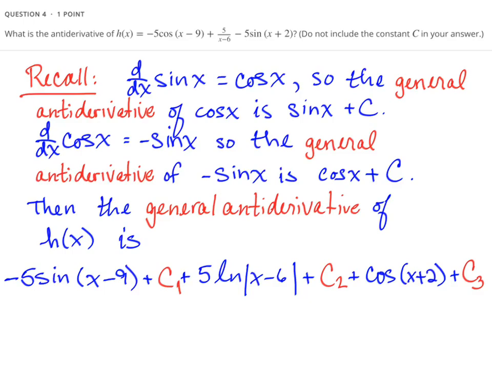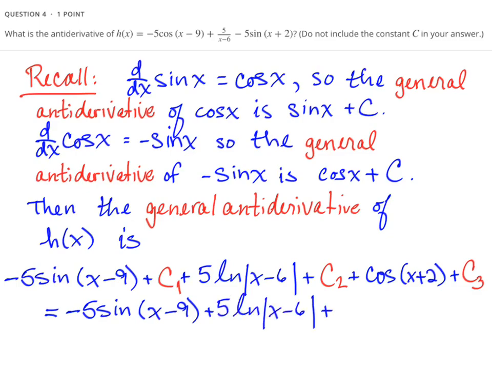However, in our final answer, we don't need 3 arbitrary constants. We can just combine them into one arbitrary real number. So the final answer should be negative 5 sine of x minus 9 plus 5 natural log of absolute value of x minus 6 plus cosine of x plus 2 plus c. We just sort of combined all the arbitrary constants into one real number.